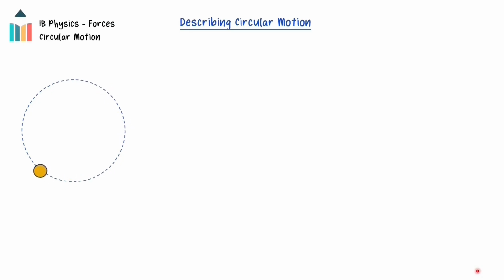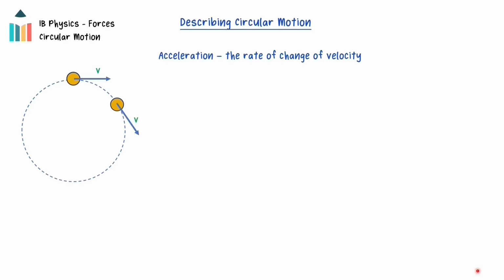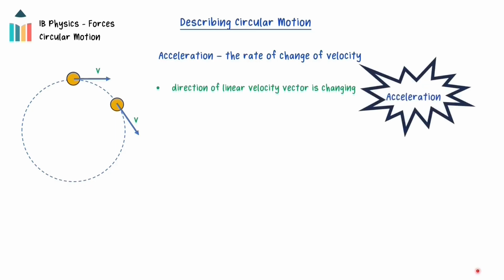If we recall the definition of linear acceleration as the rate of change of velocity and consider an object moving in constant circular motion, the speed of the object is constant, meaning the magnitude of the linear velocity is not changing. However, the direction of the linear velocity is changing as the object moves around the circular path. Since a vector comprises both a magnitude and a direction, if the direction of the linear velocity vector changes, this is by definition still an acceleration.